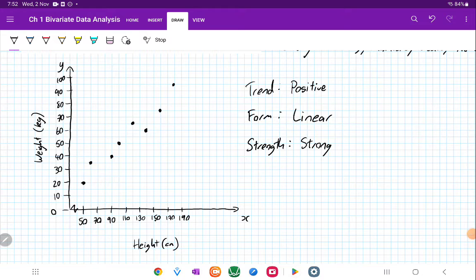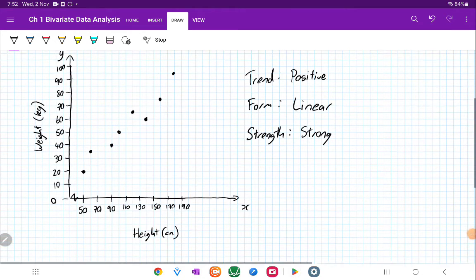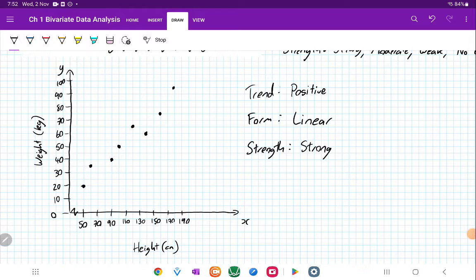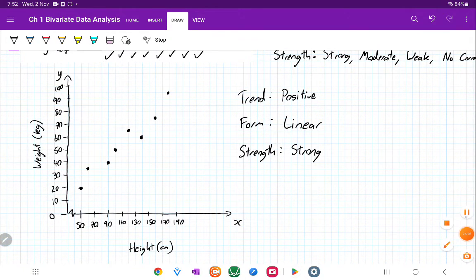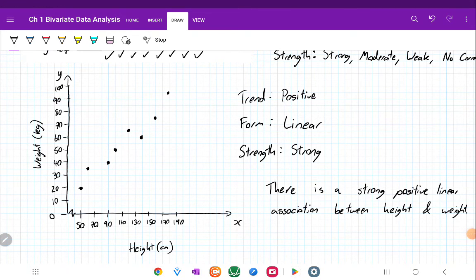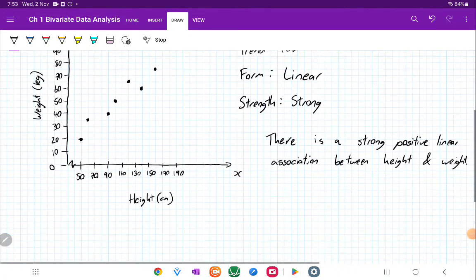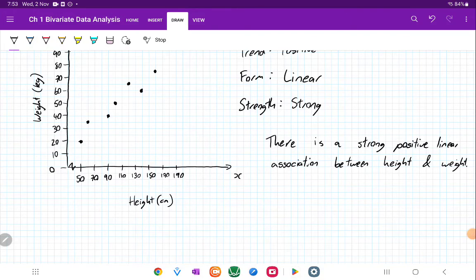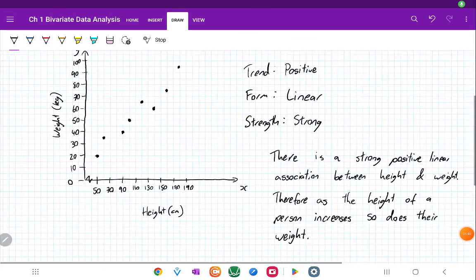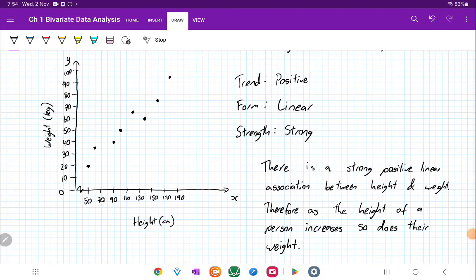So how can we put that into a sentence? Alrighty. Well, there is a strong positive linear association between height and weight. But let me just focus in on one in particular. Let's talk about the positive part. Well, positive means that as height increases, so does weight. Alrighty, so there we go. That's an idea of how we can use a scatter graph or a scatter plot to actually get a fair decent chunk of information as opposed to just looking at a table.